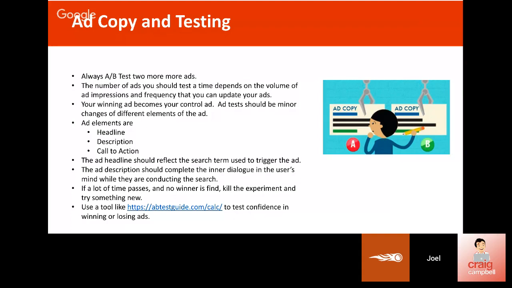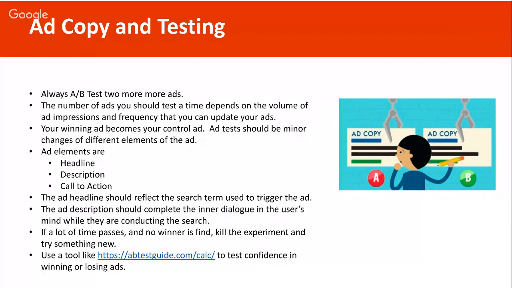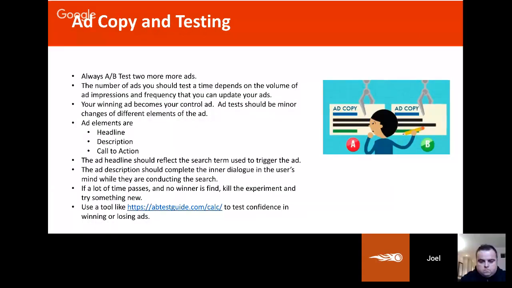Once you start testing, it's very important to establish a control ad. That is your winning ad. Always take your winning ad and then make minor changes to different elements of that ad. So let's say I have a winning ad. My next experiment should be maybe modifying the headline, or modifying the description a little bit, or modifying the call to action to see if I could improve on it. Most tests should be minor tweaks of your control ad.